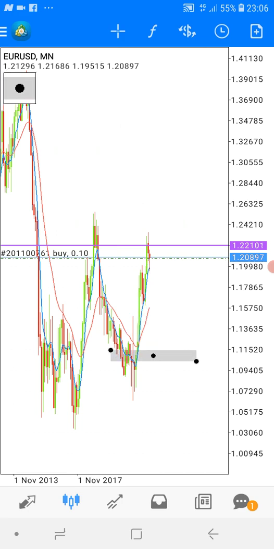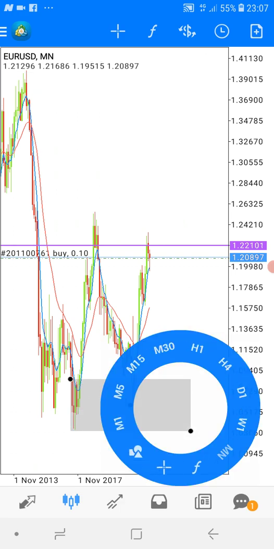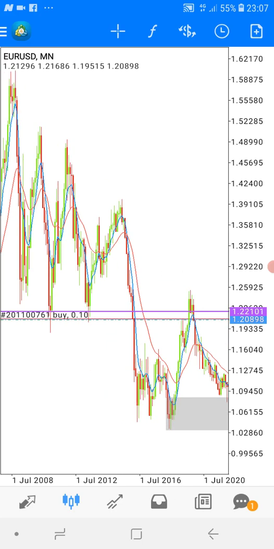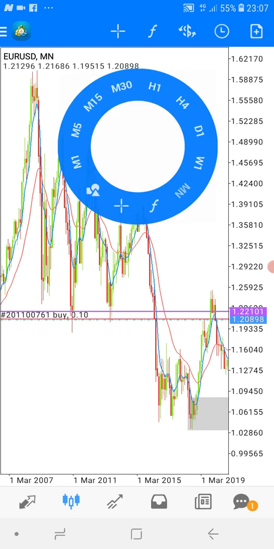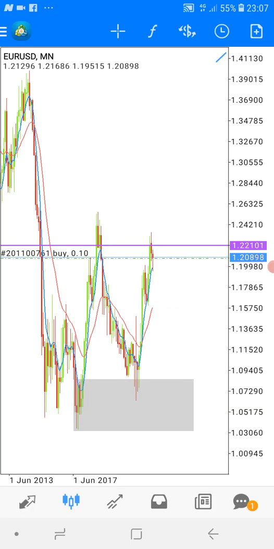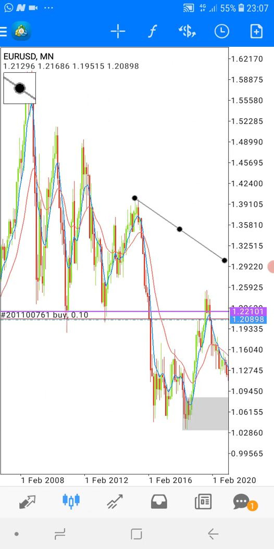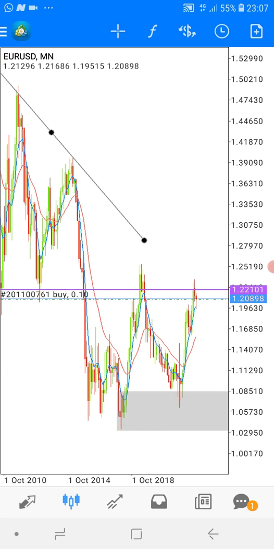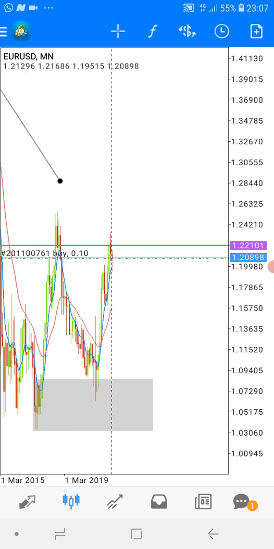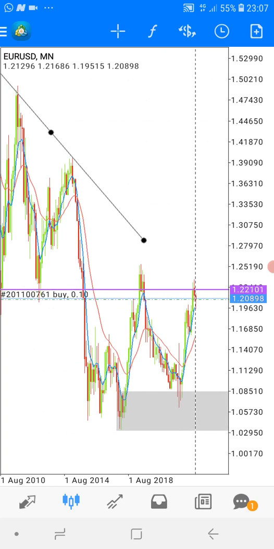I think I mentioned this to you guys in the last video, right? So like I said, price had been steadily coming down, making lower highs, lower highs. And sorry about that.